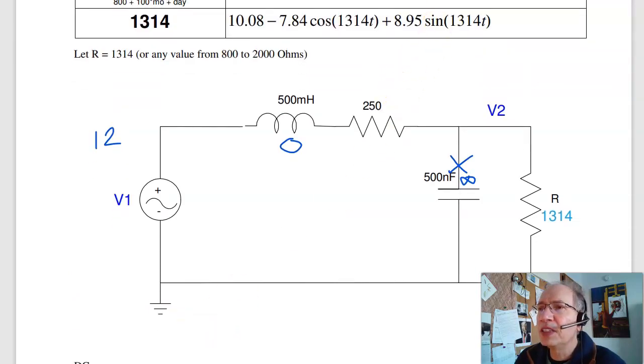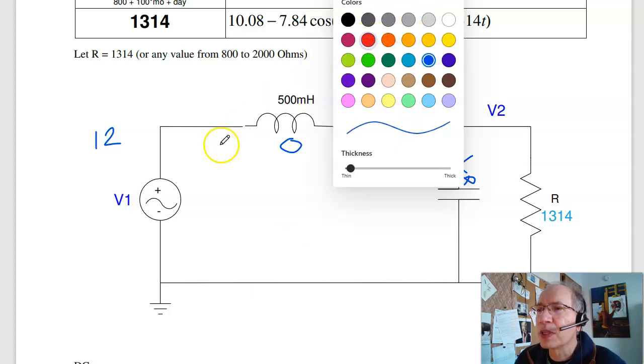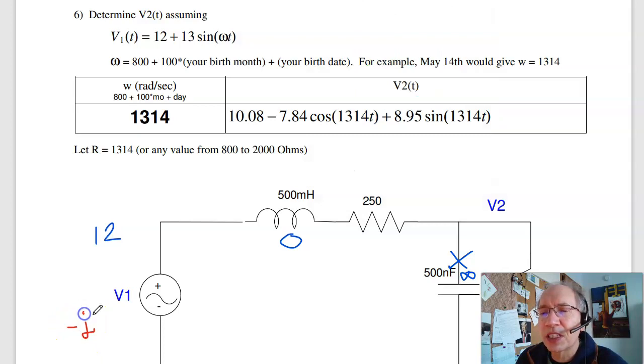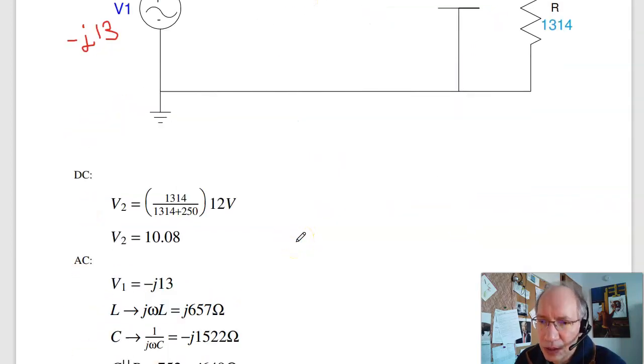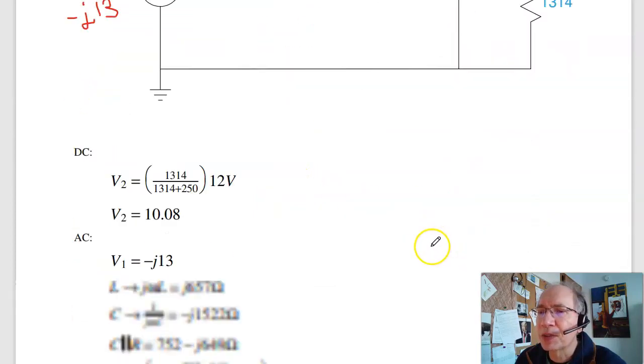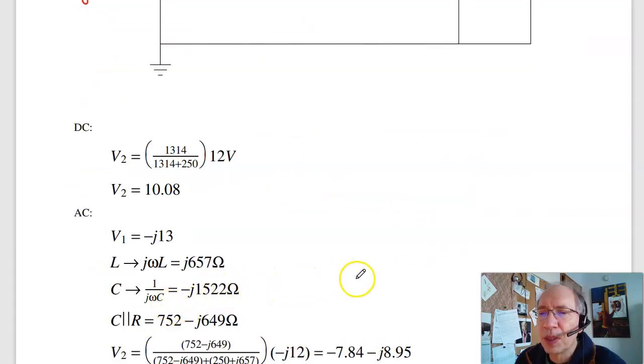Now let's do AC. For AC, the input is 13 sine omega t. Real part is cosine, minus j is sine. So the input is minus j13, meaning 13 sine. The inductor is j omega L, so the inductance becomes j657 ohms. Resistors don't change. The capacitor becomes 1 over j omega C, minus j1522.